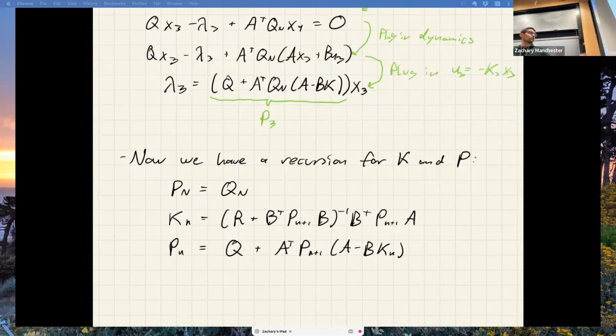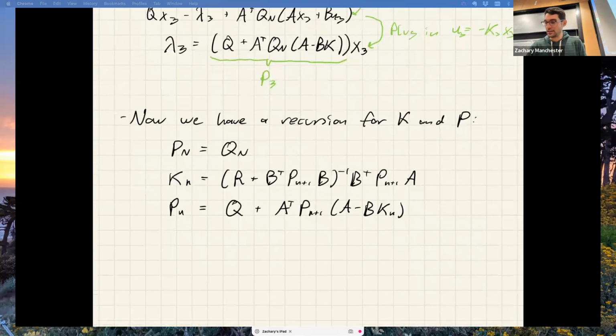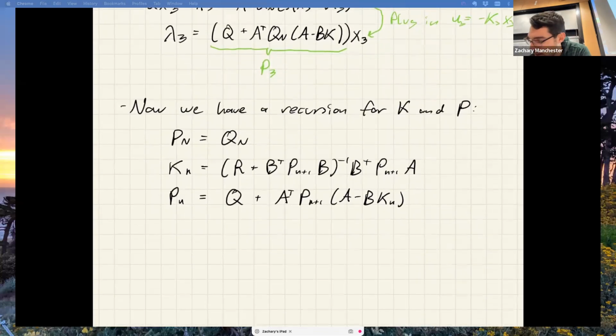And then I can just basically start at time n and do this backward pass, a recursion for Ks and Ps all the way to k equals 1, to the beginning. This thing is called the Riccati equation or Riccati recursion. It is famous.